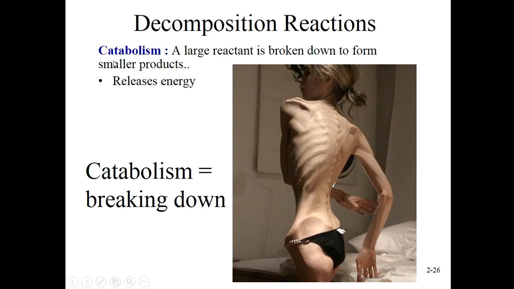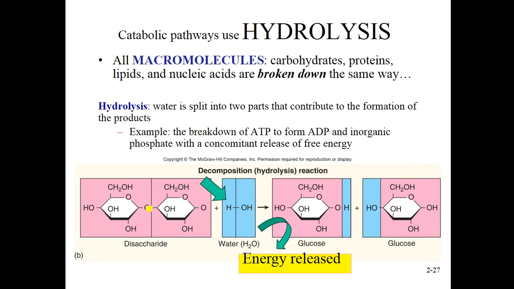The point is, this young lady has starved herself, and so her body was unable to get energy from food, and so instead it got it from catabolizing, from breaking down her fats and then her proteins into smaller products, which release the energy to keep her going, keep her thinking, keep her heart rate and her body temperature up. So catabolism is breaking things down, and all of our catabolic pathways use the same chemical process called hydrolysis. So whether we're talking about carbs or proteins or fats or DNA, all macromolecules are broken down the same way using a chemical process called hydrolysis.